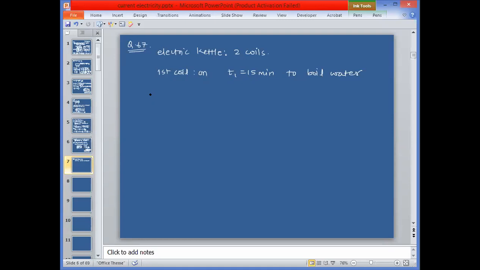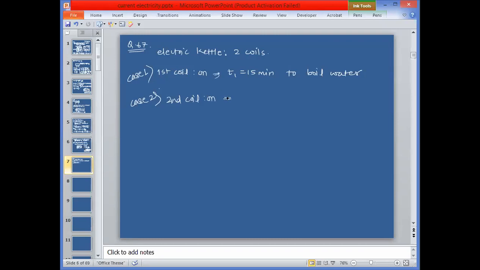And when the second coil is switched on, it takes 30 minutes to boil the water. पहिल्यांदा फर्स्ट कॉइल ऑन होती, सेकंड ऑफ होती. आता फर्स्ट ऑफ केली आहे, this is the case 1. Now you have the case 2. Now you have the second coil on. Now the second coil is made on.